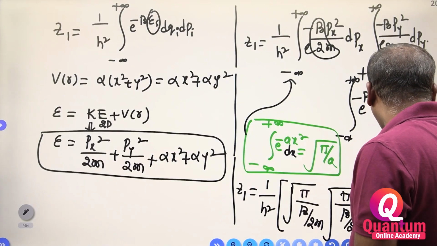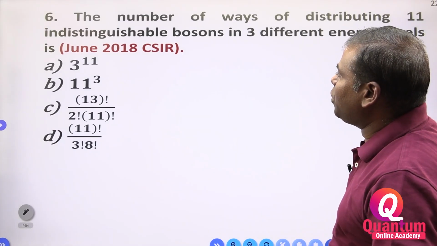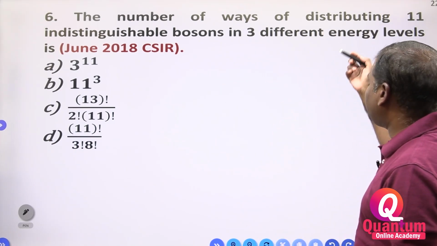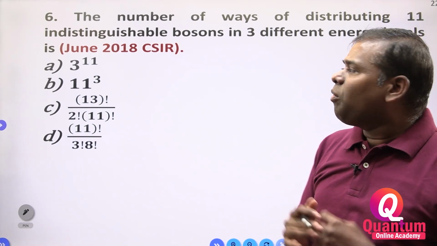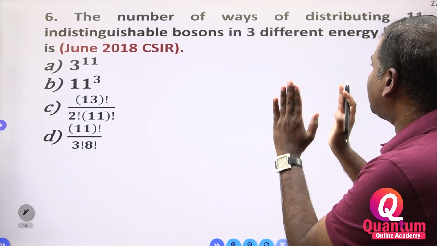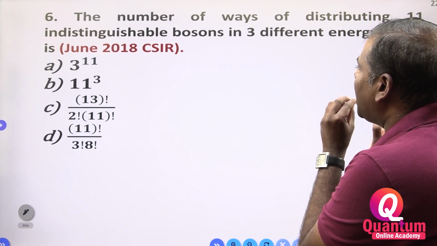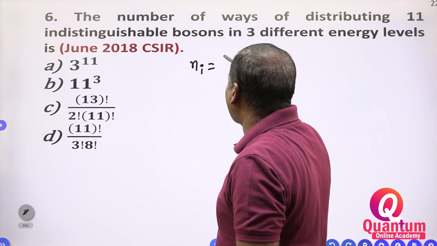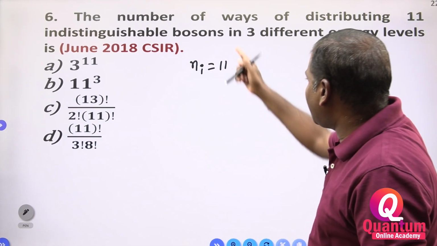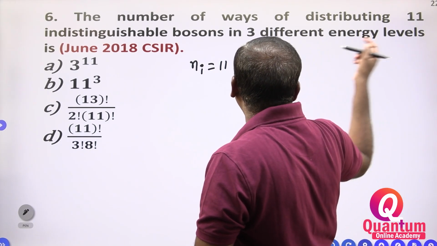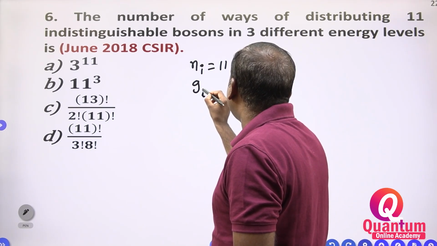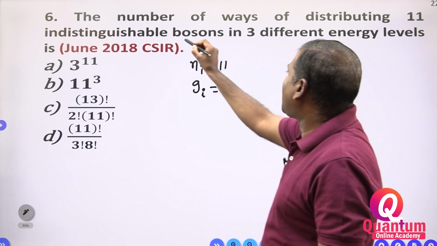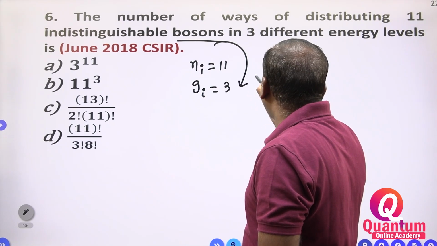Now we will see one more question. The number of ways of a distribution. This is a classical statistics question. The number of ways of distributing 11 indistinguishable particles. Suppose you take N is equal to 11 particles that are bosons, with 3 different energy levels, that is Gi is equal to 3. This is a boson.